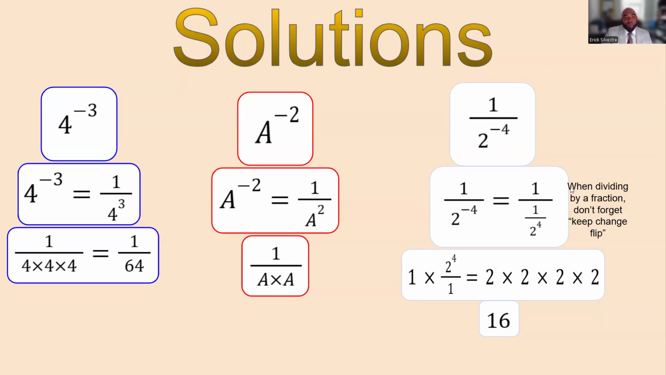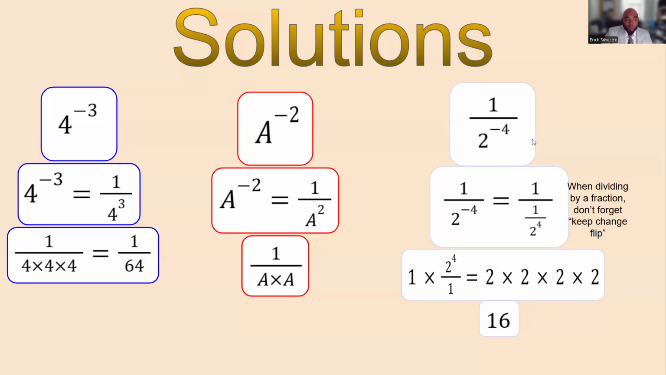I know you remember this from 4th or 5th grade. When you divide by a fraction, don't forget your keep, change, flip. Keep, change, flip. So when I divide 1 by 1/2 to the 4th, it's like saying 1, keep, change the sign from division to multiplication, and then flip the denominator to the numerator. So I have 2 to the 4th power over 1, which is equal to 2 times 2 times 2 times 2. In this case, it will be 16.